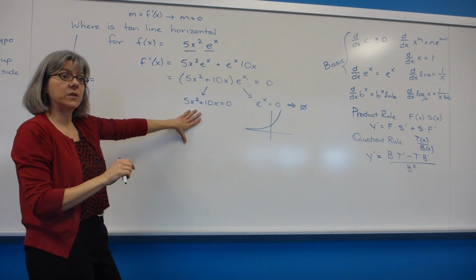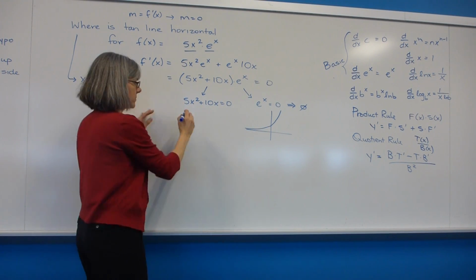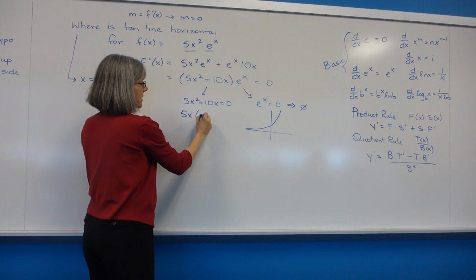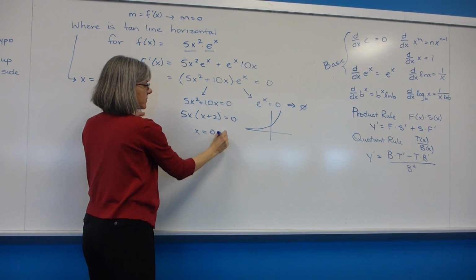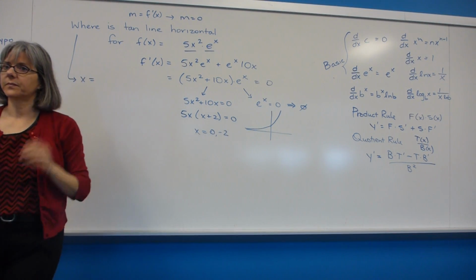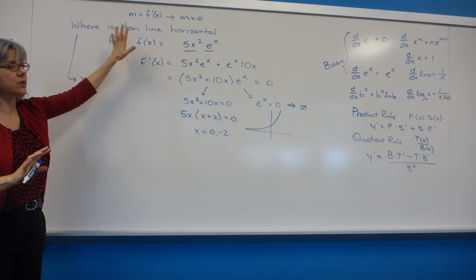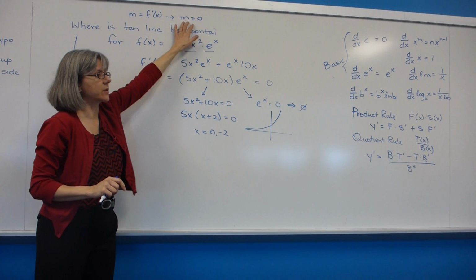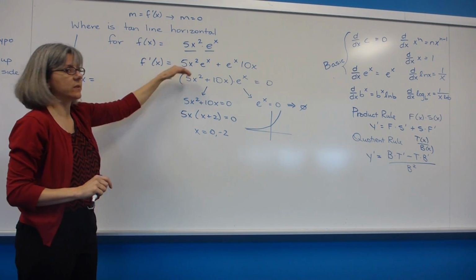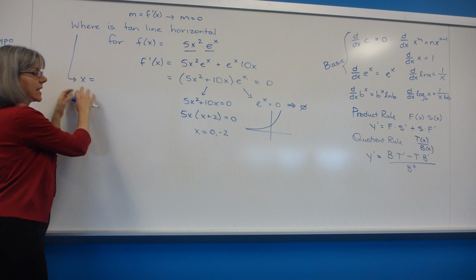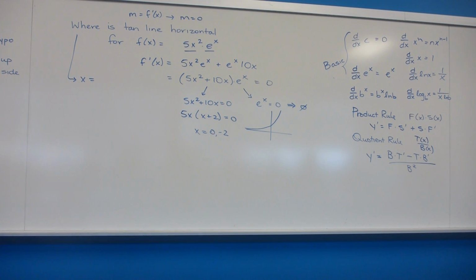All right, so put this one. Can we solve this one? Yeah. How do we do this one? Factor. All right, so 5x, x plus 2, x equals 0, minus 2. Okay, so this is the same. Where is the tangent line horizontal? Horizontal is 0 slope. Tangent line is derivative slope. So where is the derivative equal to 0? Where is an x answer? Okay, so let's look at one last one.